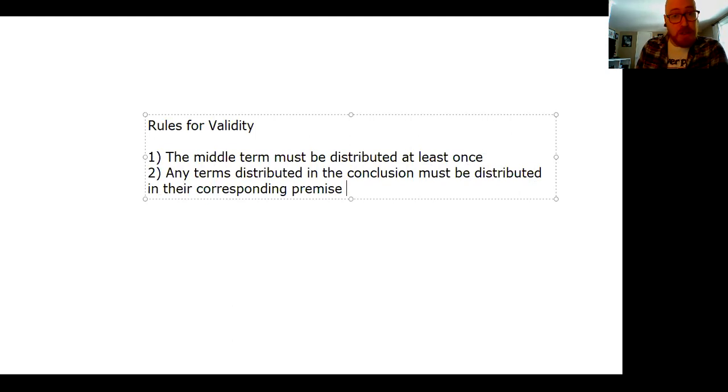Now, if the conclusion doesn't distribute any terms, the only time you would have that is if the conclusion is an I statement, then neither the minor term nor the major term needs to be distributed. They can be distributed, but again, that would be another example of superfluous distribution. So the rule says that any terms distributed in the conclusion must be distributed in the corresponding premise. It does not say any terms distributed in the premises must be distributed in the conclusion. That's not what it says, right?